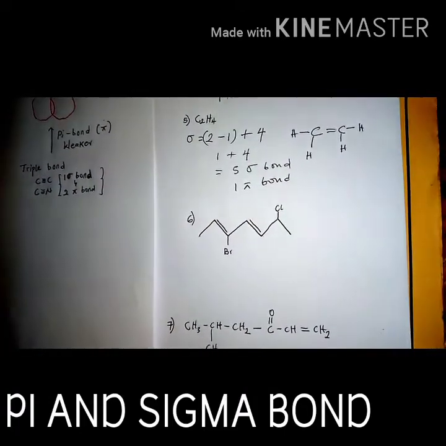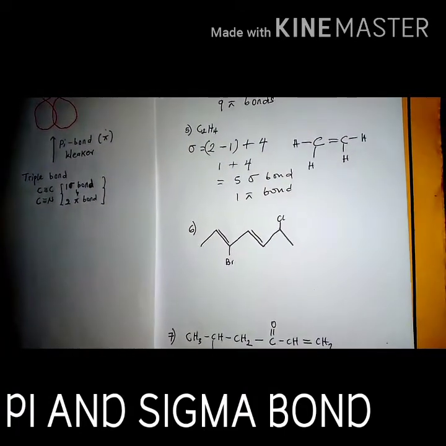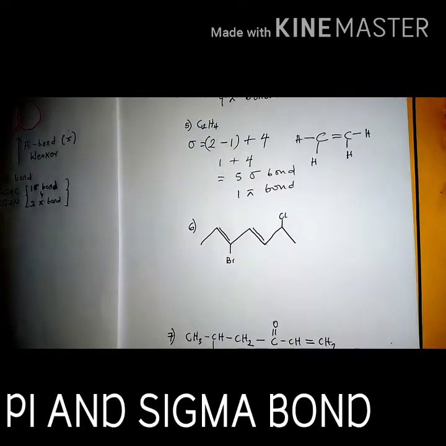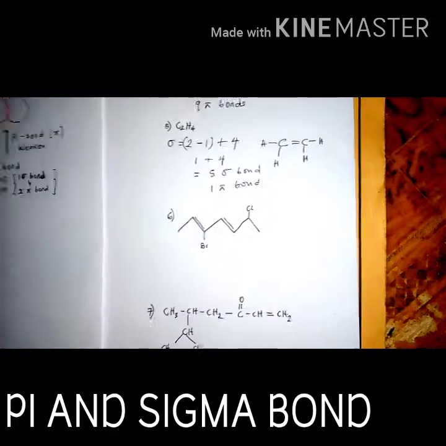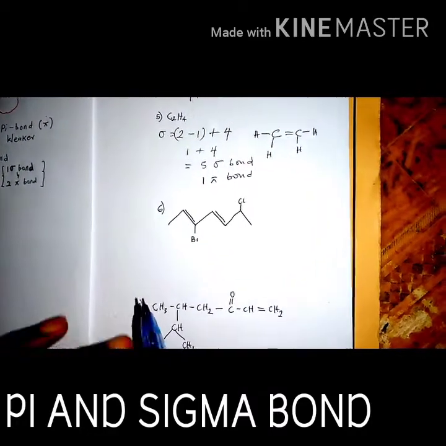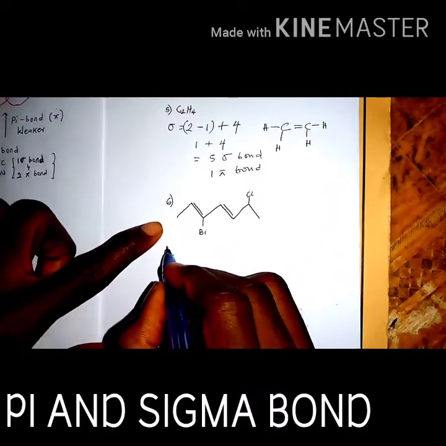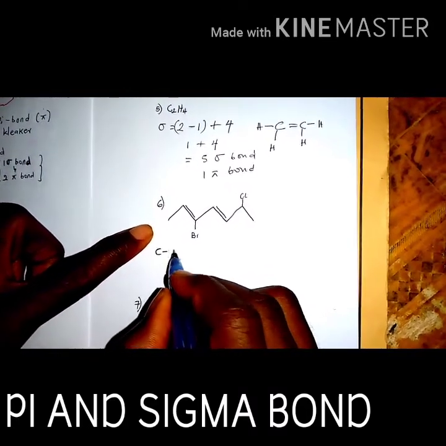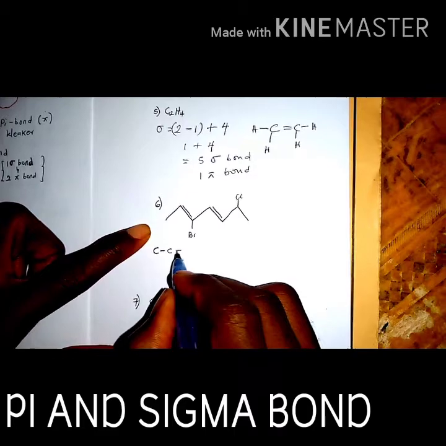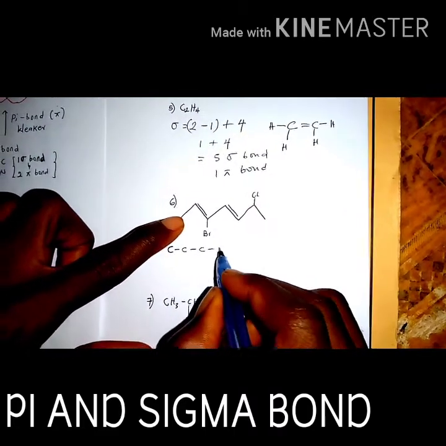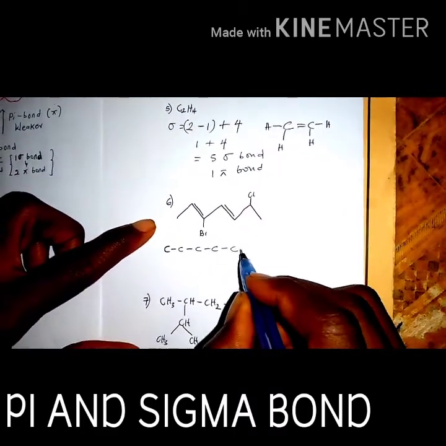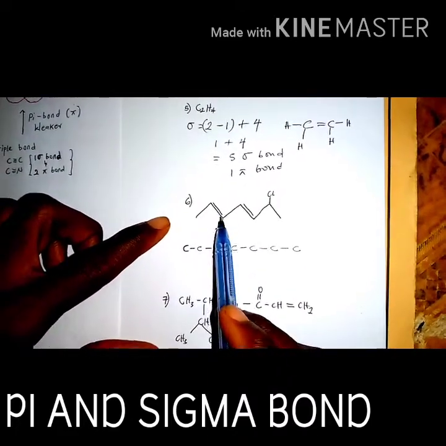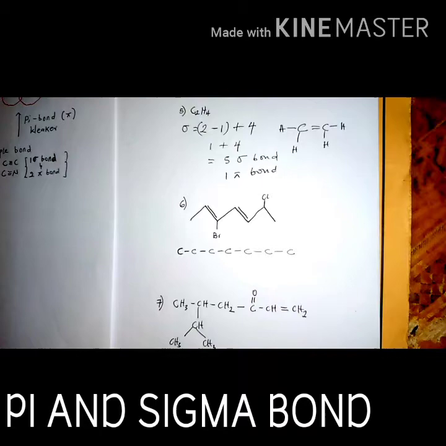Now, how many pi bonds and how many sigma bonds are there in this structure? Now we can solve this question using our formula. It will go well, but for the sake of our viewers, let's open this structure. Now I will take my first carbon atom, I bring it out, my first carbon atom, to the second carbon atom, to the third one, to the fourth one, to the fifth one, to the sixth one, to the seventh one. That is 1, 2, 3, 4, 5, 6, 7 carbon atoms.